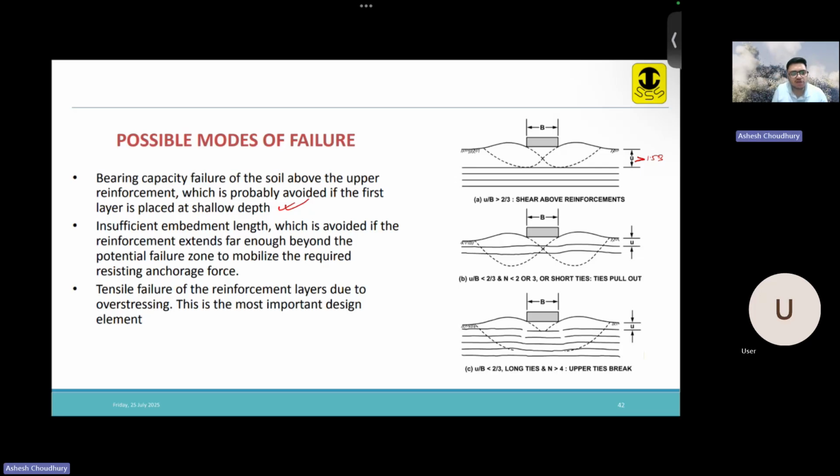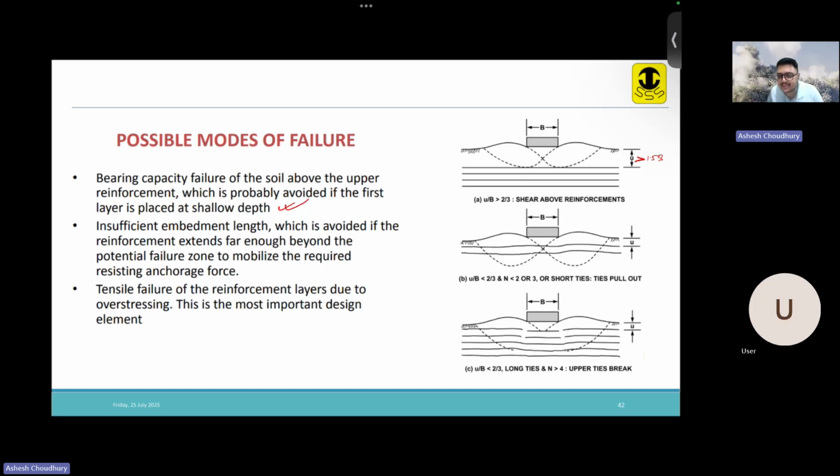Now the next is insufficient embedment length. The next case is U by B less than 2 by 3. You might think that if I keep U by B less than 2 by 3, I have nothing to worry about and my design is safe. But no, this is not the case. If U by B is less than 2 by 3 but the number of reinforcement layers is less than 2 or 3, or the length of the reinforcement is short, then what happens?